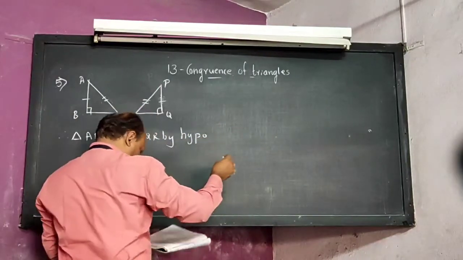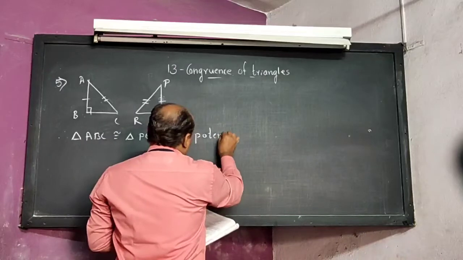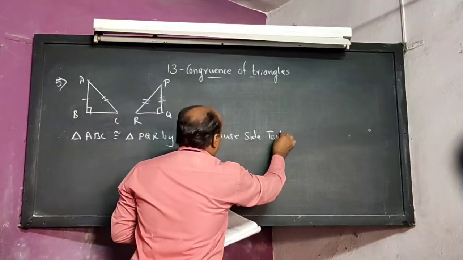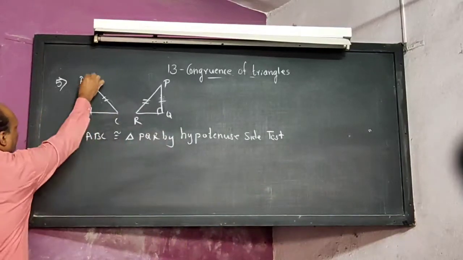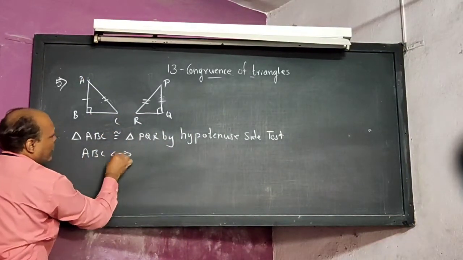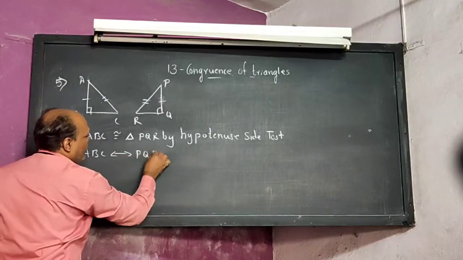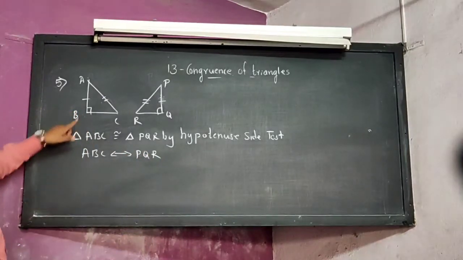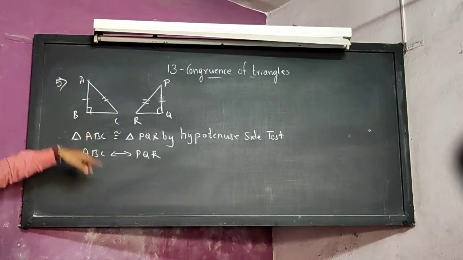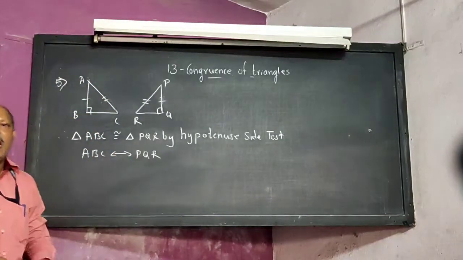So here we can say triangle ABC is congruent to triangle PQR by hypotenuse side test. Now one-to-one correspondence: vertices ABC one-to-one correspond to PQR. I hope all of you understood. Again I repeat, if the hypotenuse is congruent between the two triangles, then the triangles are congruent by hypotenuse side test.